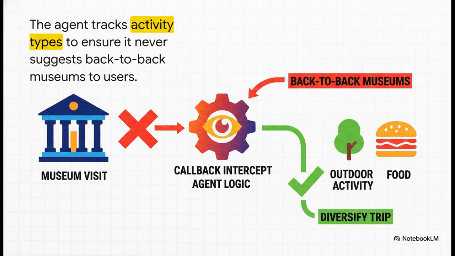Think of a trip planner app. The user asks for a museum. The agent uses its planner tool. Our callback intercepts this and logs activity type, cultural, straight into the context. So when the user immediately asks for another recommendation, the agent reads that updated context and automatically bans the museum expert tool. Instead, it suggests a completely different outdoor or food activity. It avoids duplicate suggestions, and the user never even had to remind it.